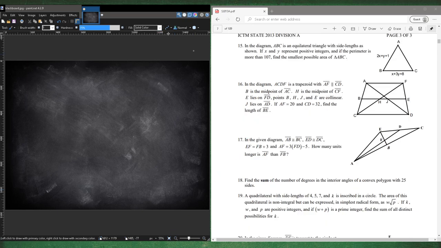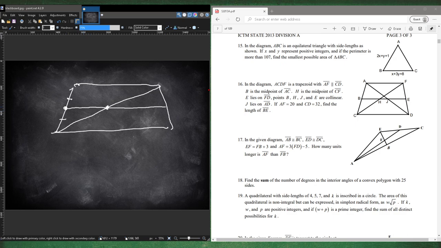Number 16. Okay, we have a diagram. It's a trapezoid. And they say that B is the midpoint of AC. So it's a midpoint. And they say H is the midpoint of CF. So we have CF and the midpoint. And then basically we just connect a line from there. And this value is halfway of this value. So that basically tells us that this point and this point, they're all like midpoints basically.